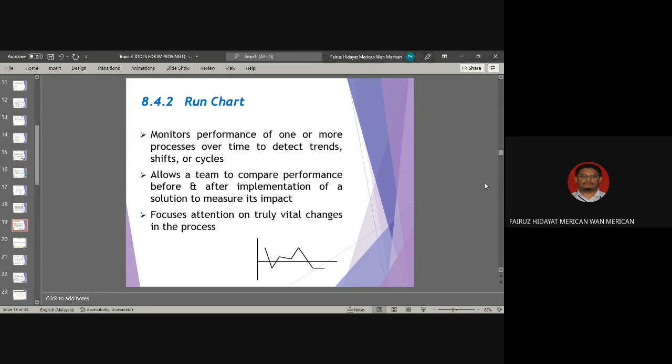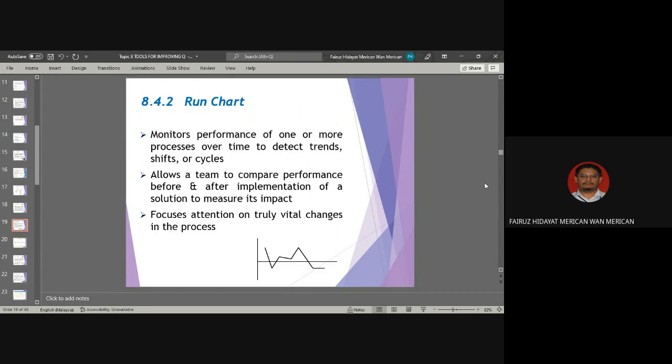The run chart also allows the team to compare performance before and after implementation of a solution to measure the impact of that solution. In other words, the run chart can be used with the Deming cycle, or it can be used with creative problem solving as well. The CPS also involves coming up with new solutions, and same thing with the Deming cycle, as we have seen, it also involves implementing a new solution.